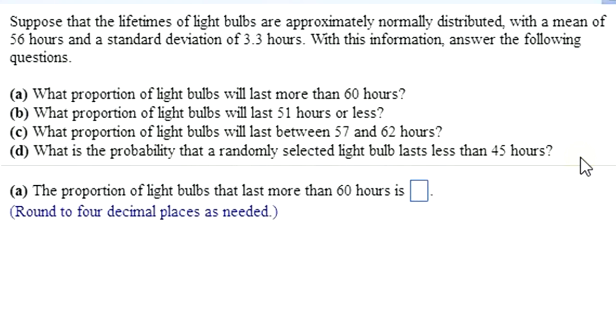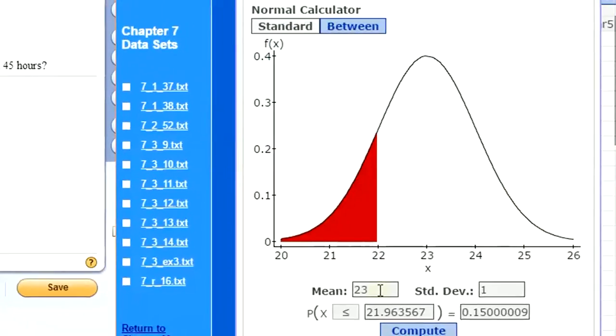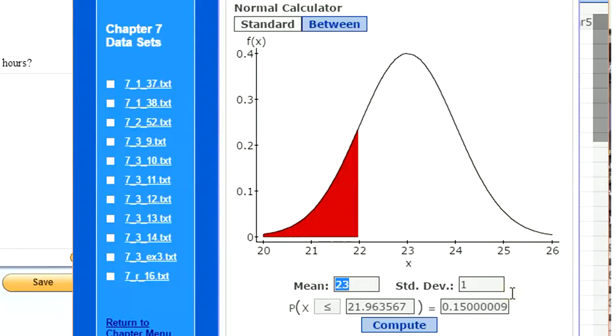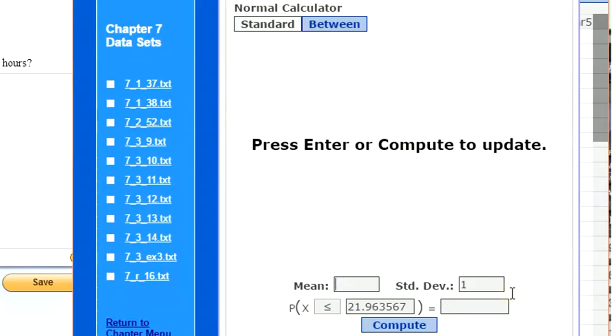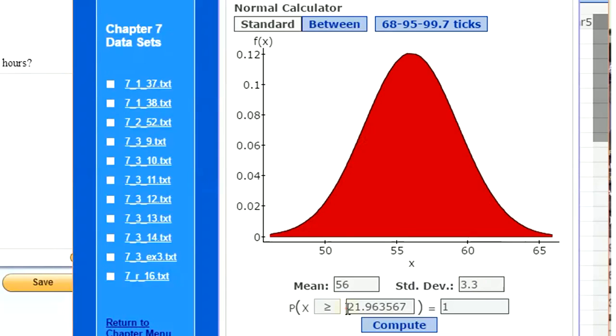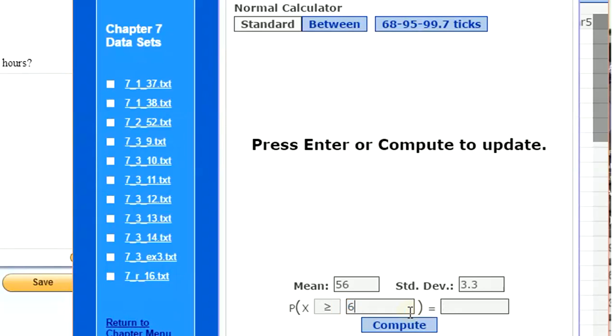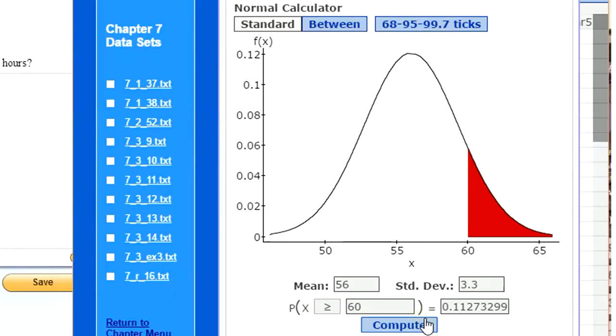Suppose the lifetimes of light bulbs are approximately normally distributed with a mean of 56 hours and a standard deviation of 3.3 hours. We want to calculate a number of these probabilities. So let's enter our parameters into the distribution. 56 is the mean of the distribution, and 3.3 is the standard deviation. What proportion of light bulbs will last more than 60? Click greater than and change this value to 60. Hit compute, and you've got it.